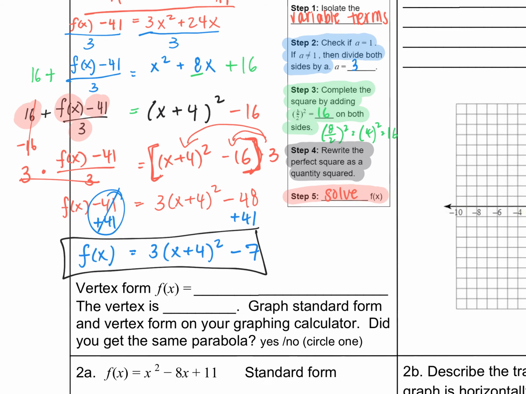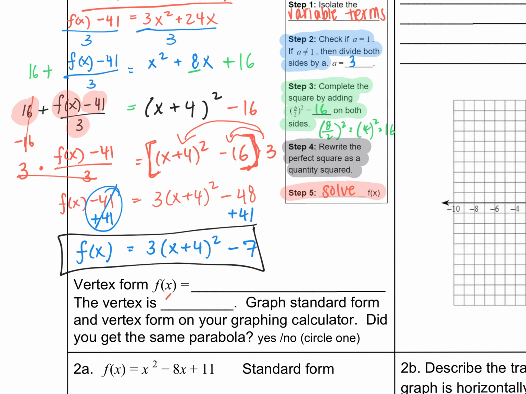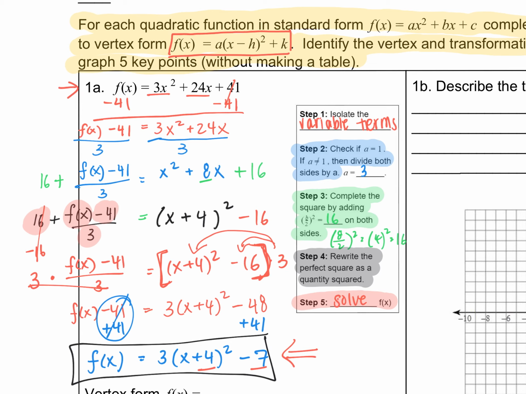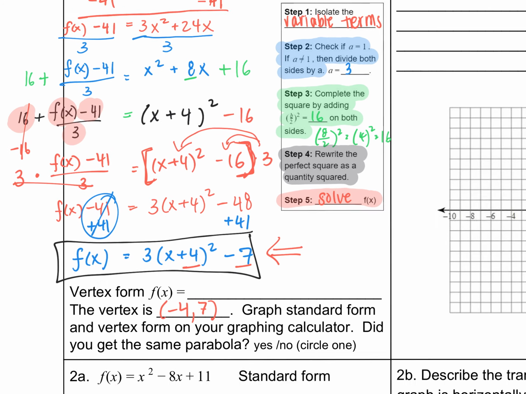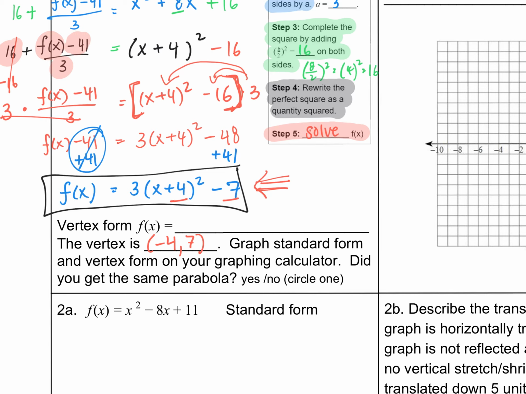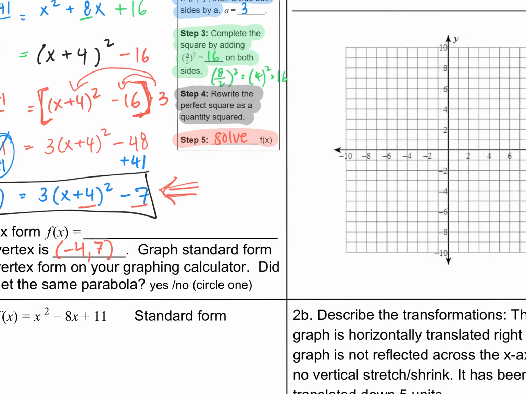So now that we have our vertex form, we can identify the vertex. The vertex is negative 4, 7. If we wanted to check if our vertex form was correct, we can graph this in our calculator and graph standard form at the same time. If we only see one graph, that means they're the same graph overlapping each other. If we see two different graphs, then that probably means that we may have made a mistake to get this form.